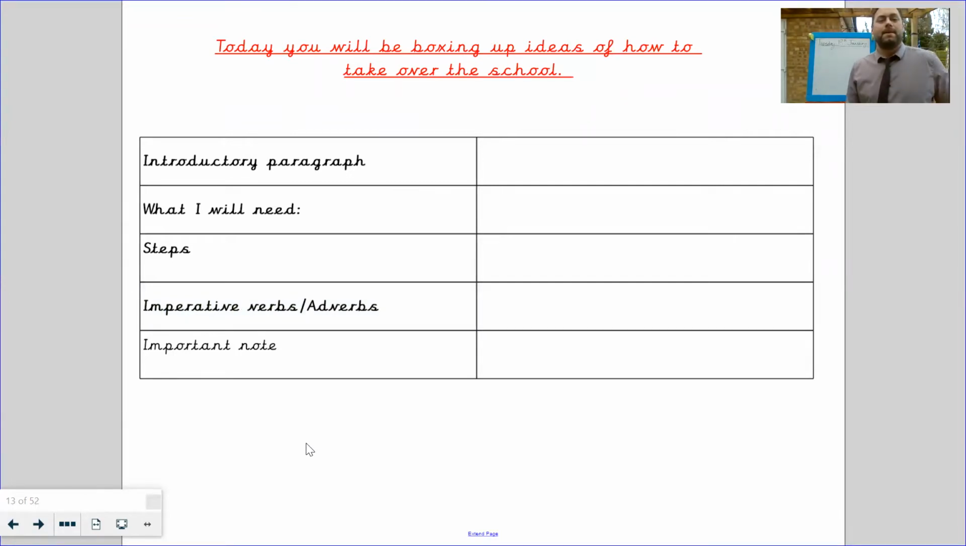Now, we need a title, and what your instructions are going to be about is how to take over the school. So that's going to be our heading. Okay, so it will be how to take over the school. That's what our set of instructions are going to be about.